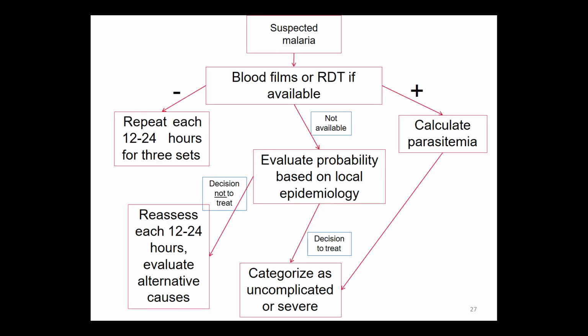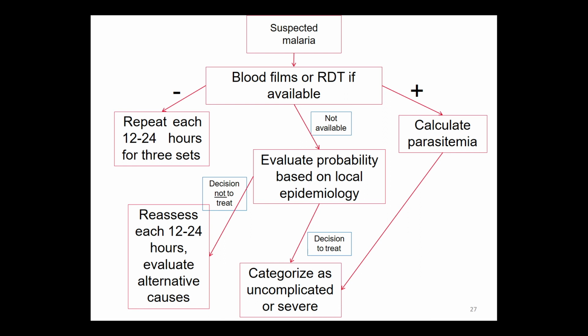So again, repeat: suspected malaria, blood films, or rapid test if available. If it's negative, repeat it every 12-24 hours for 3 sets. And if it's positive, calculate parasitemia and categorize as complicated or severe.